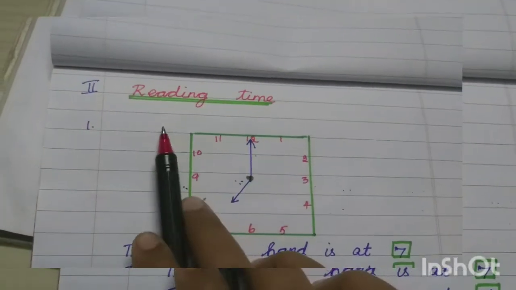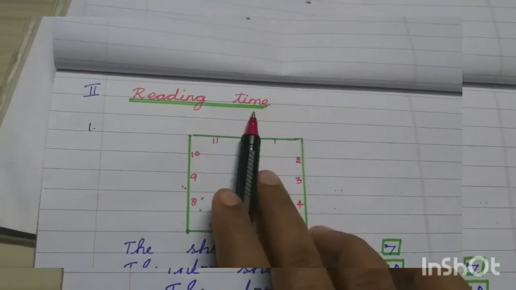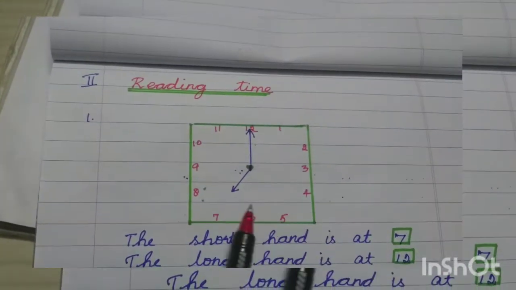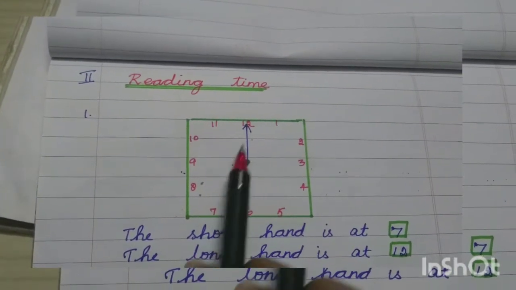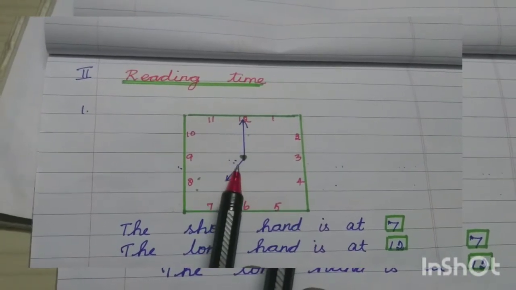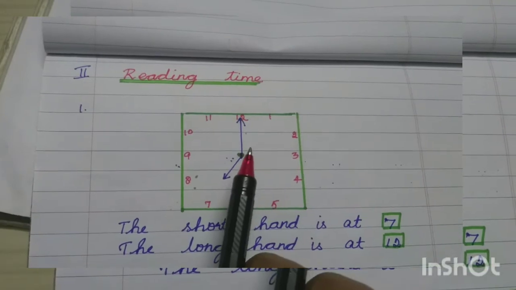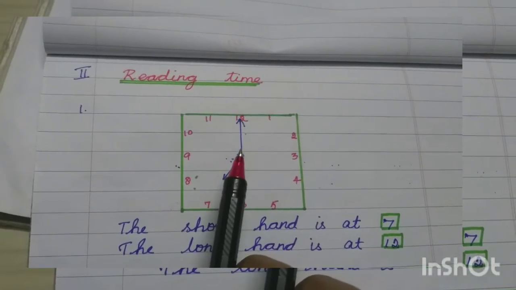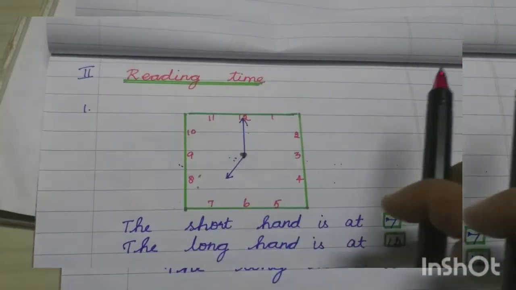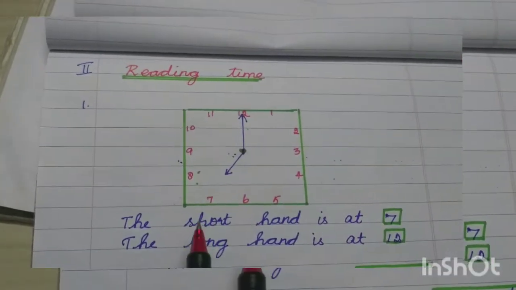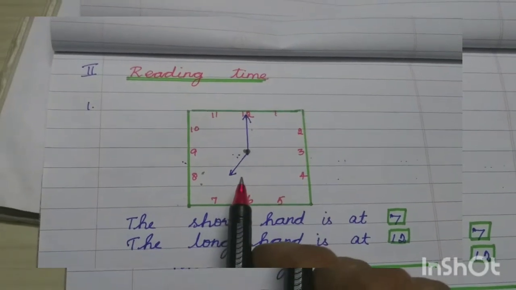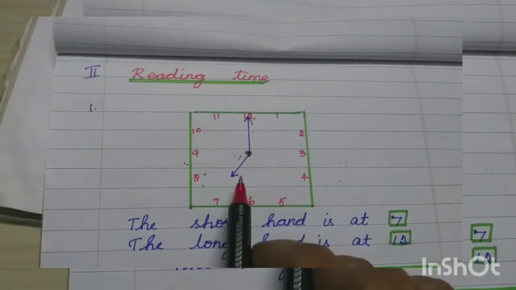And the second Roman letter: reading time. Now we are going to learn how to read the time. This is the clock picture, and they have given the sum. Where is the short hand? First of all, you should start from the short hand. Always we start from the short hand, and after that the long hand. So you should see the short hand first.